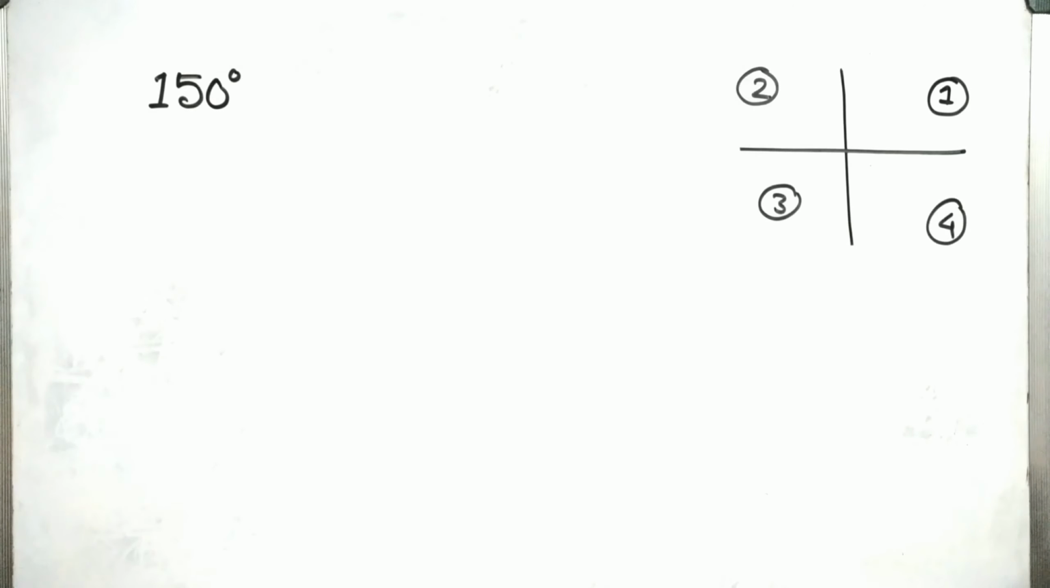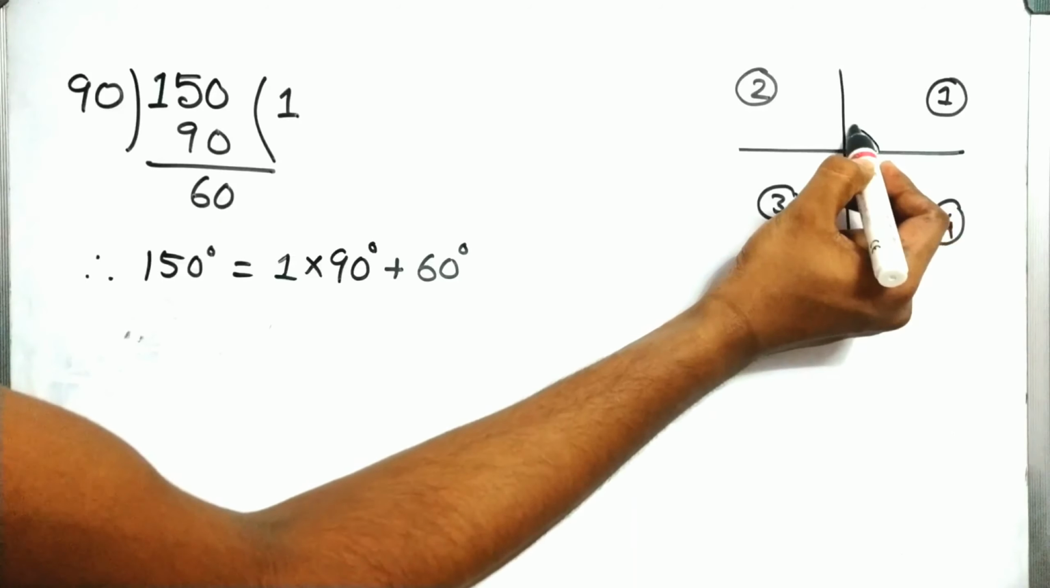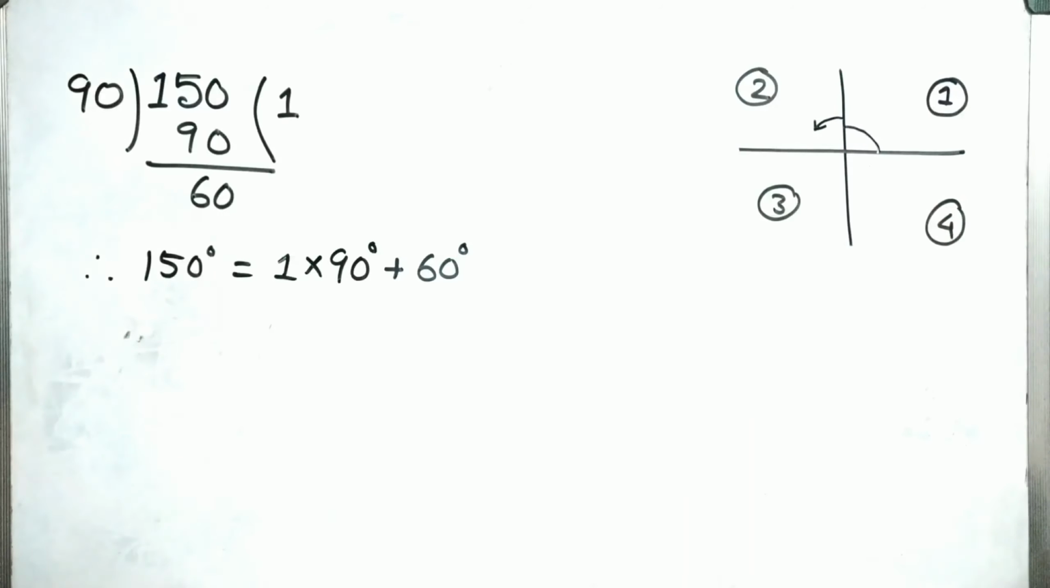Let's talk about a random angle. Let's take 150 degree. Now we have to find in which quadrant it is. To find that, we have to divide 150 by 90, and after doing that we will write 150 as 1 into 90 plus 60. So it is 1 into 90, so we have gone 90 degree. Then we will go to this quadrant, that is 60 degree.